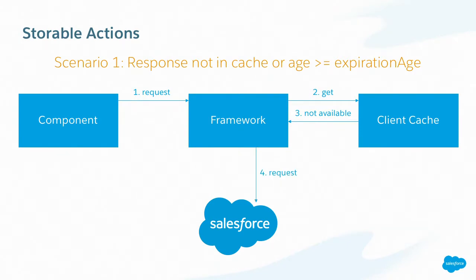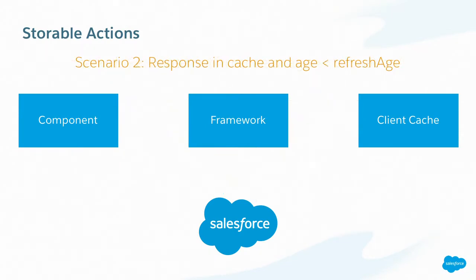So then the framework is going to do what you expect. It's going to go to the server, make the request. You're going to get the response. It's then going to set that value in the cache and return the value to your component. Okay, so that's the traditional workflow. But the benefits come here with this second example.